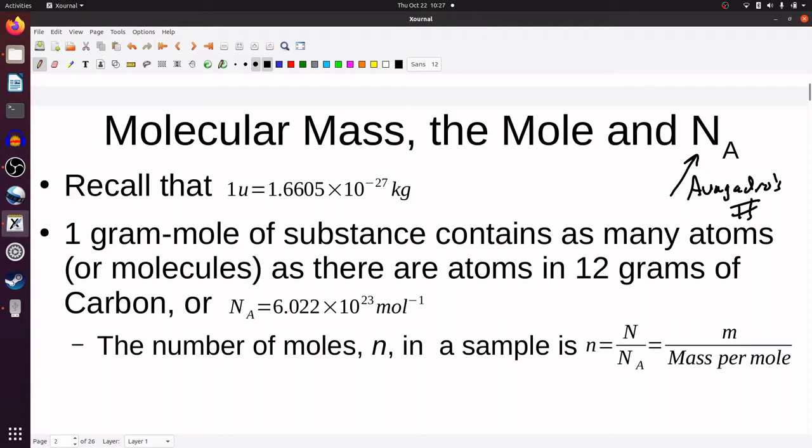Recall that one mass unit is 1.6605 times 10 to the negative 27th kilogram, and that 1 gram mole of a substance contains as many atoms or molecules as there are atoms in 12 grams of carbon. And Na, Avogadro's number, is going to be 6.022 times 10 to the 23rd.